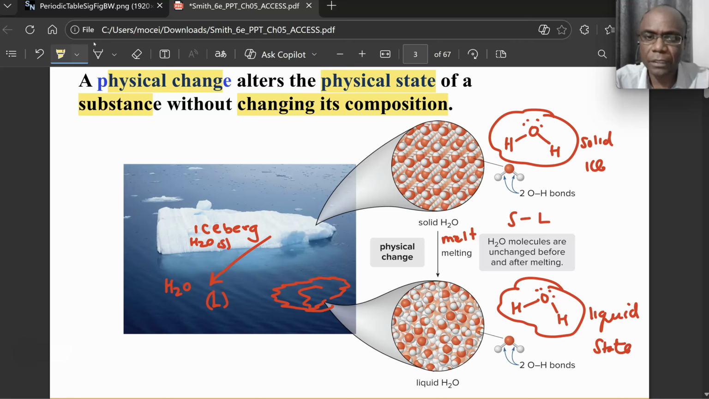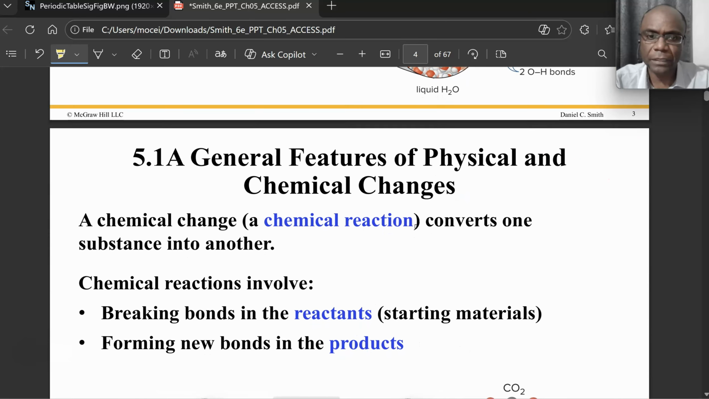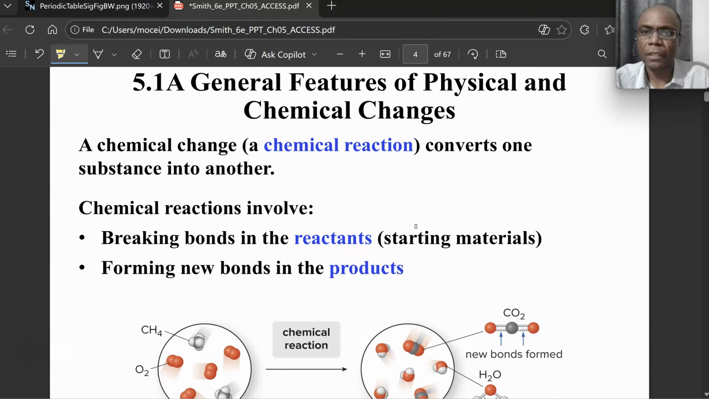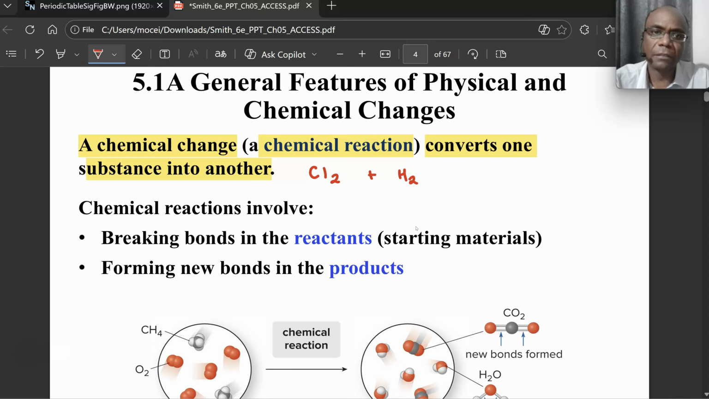In this chapter, we are talking chemical reactions. So we will transform the reactants to products which are different in chemical composition. That said, a chemical change is a chemical reaction that converts one substance to another. It's very easy to tell. Like if you have chlorine gas reacting with hydrogen gas to give us HCl, that is something completely different than what we started with. That is a chemical reaction.